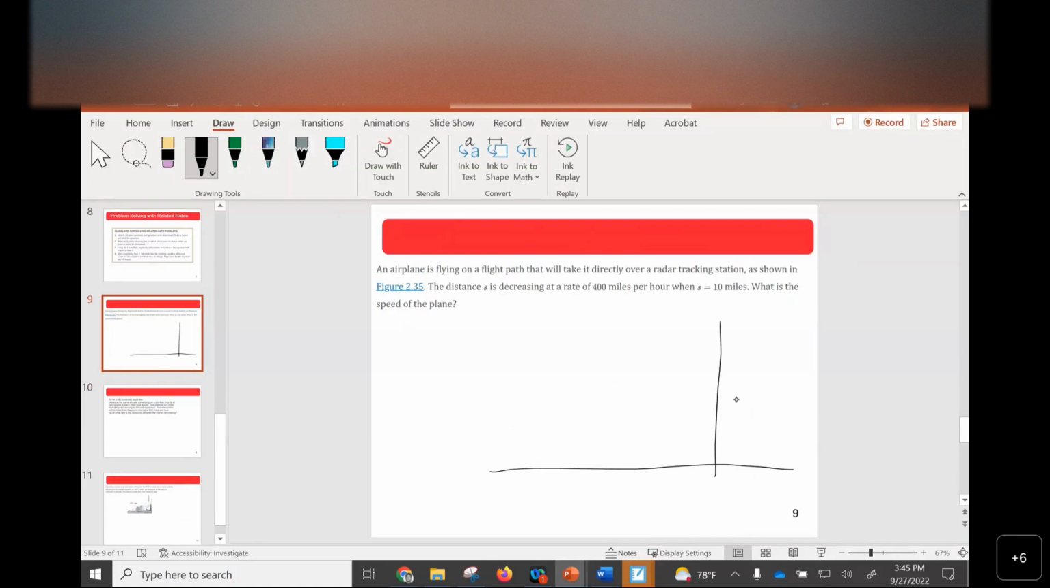An airplane is flying on a path that will take it directly over a radar tracking station. So wait a minute, that's on the ground, right? Yeah, I think we need a, there's my radar tracking station, I think. As shown in the figure, the distance S is decreasing. So I have an airplane and it's flying this way.